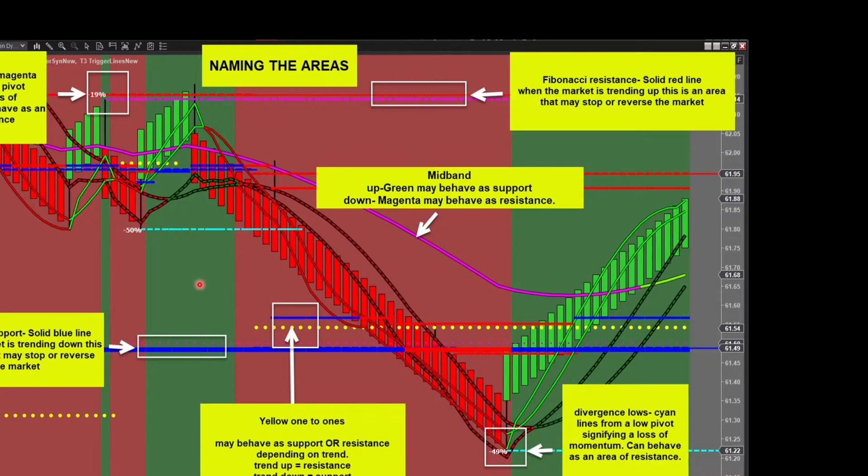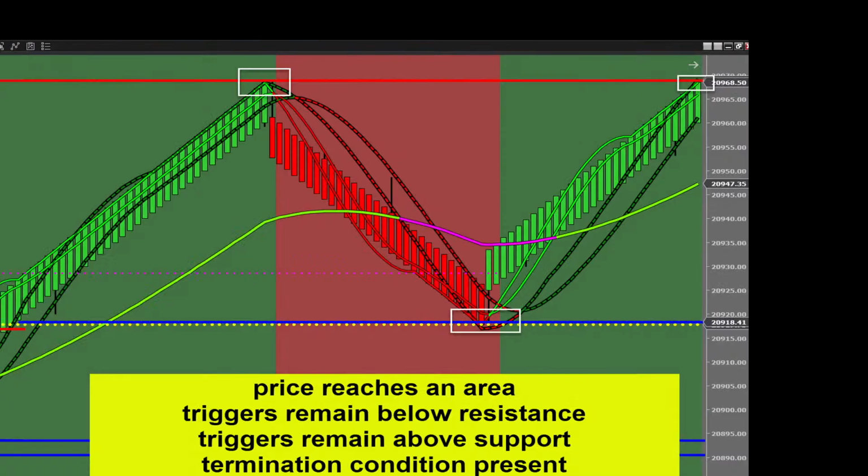It's support. It's one-to-ones. Guys, all of these areas, I want you to think of them as where the large crowd is most likely to make decisions, where the men and women that create trends establish momentum. This is where the buyers are most likely to buy. This is where the sellers are most likely to sell. This is where profits are most likely to be taken, guys. So decisions are made at key areas. That's the magic phrase. And we're going to use that concept to identify termination conditions to make sure that you're not trading into an area that could stop the market.